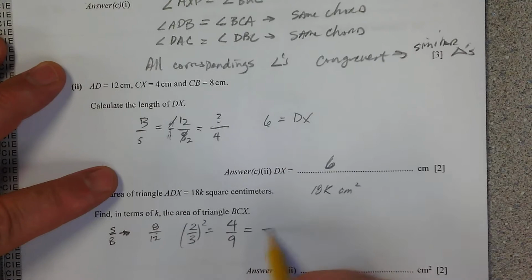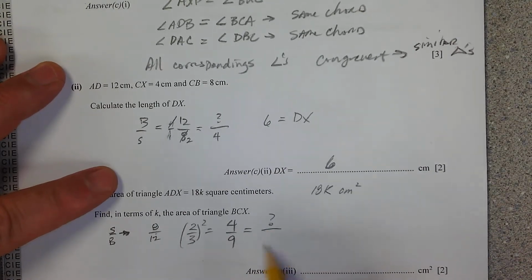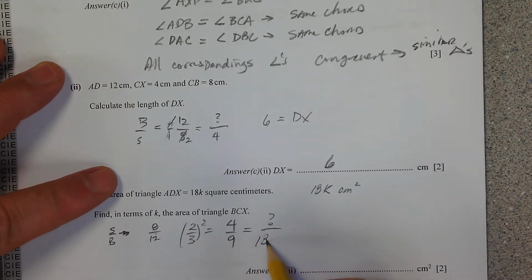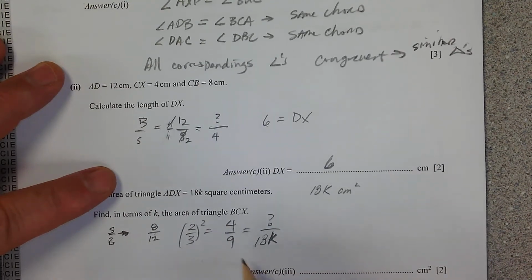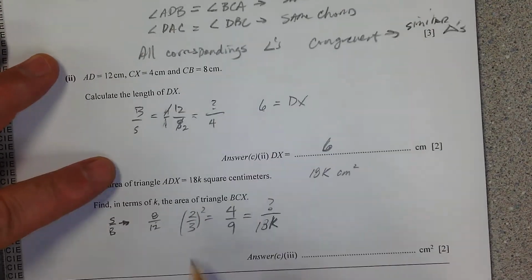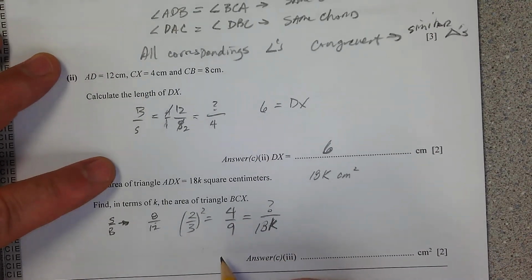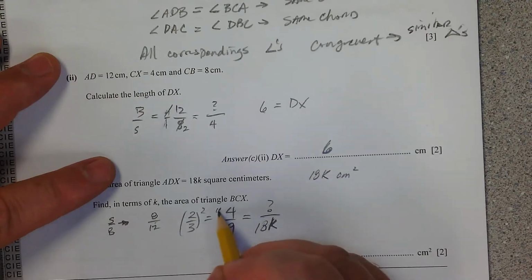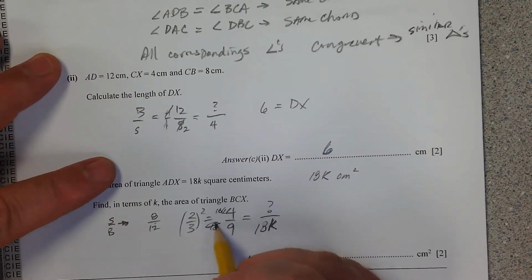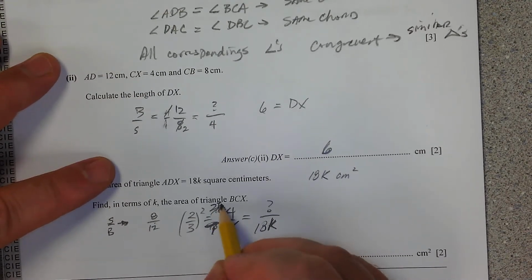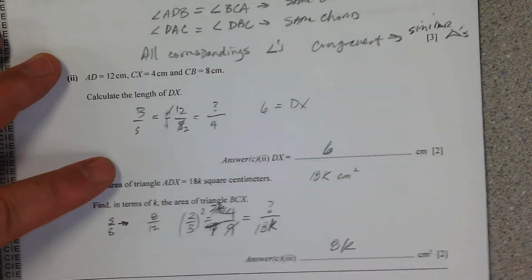You see? I don't know the area of the small triangle. The big triangle is 18k, right? So we can solve this. I think it's going to be multiply both sides by 18k over 1. We can reduce 18k divided by 9, that's 2k. 2k times 4 is 8k. Boom, done.